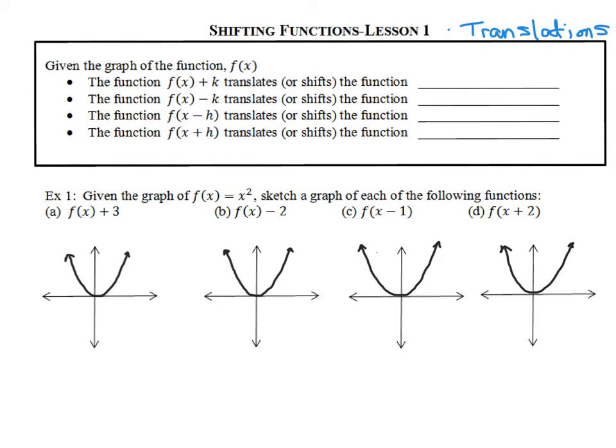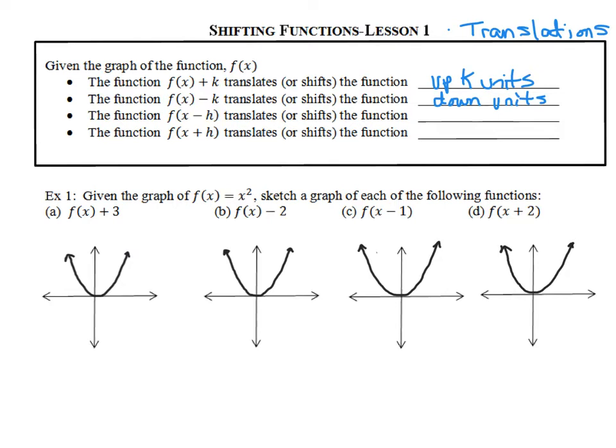Let's fill in the box with all of the rules that we probably are familiar with from past lessons. If we're given the graph of the function f of x and we want to make the function f of x plus k, that's going to translate or shift the function up k units. If we are finding the function f of x minus k, that's going to translate the function down k units. So both of those are going to be vertical shifts.